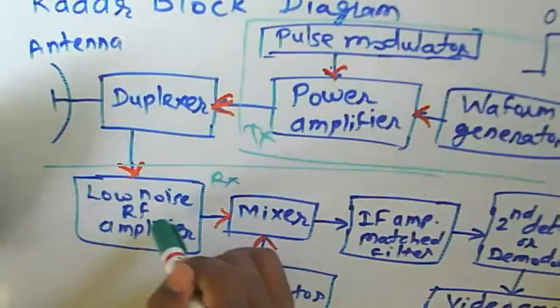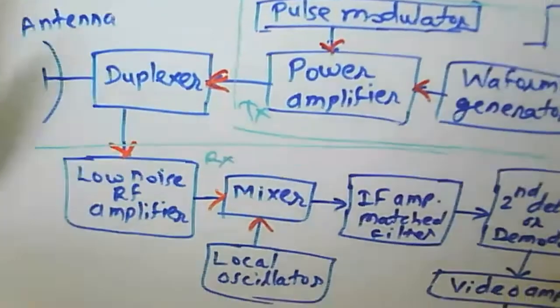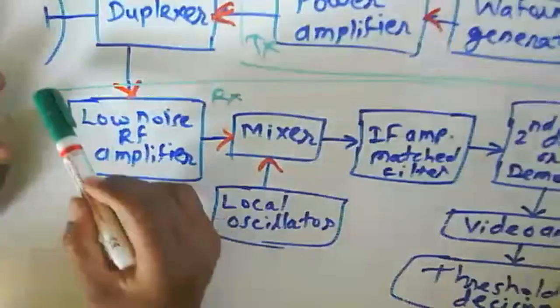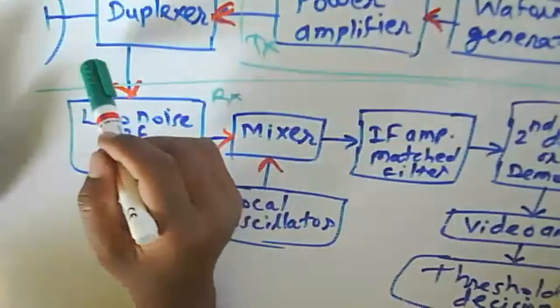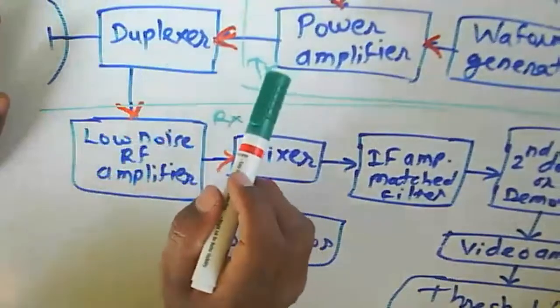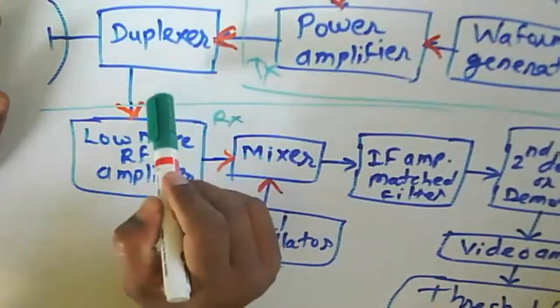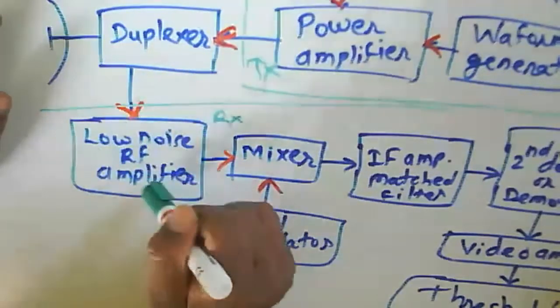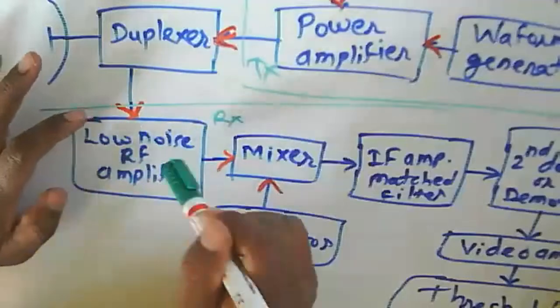Then when we are receiving the echo signal from the target, the role of a duplexer comes in. The duplexer will not allow that echo signal to go to the transmitter. It will pass that echo signal to the receiver. Okay, so this is about the receiver.